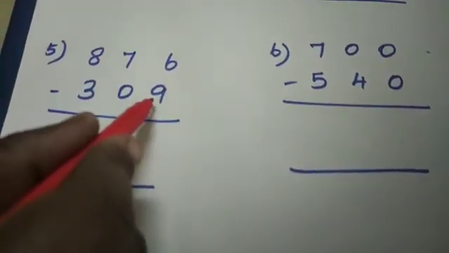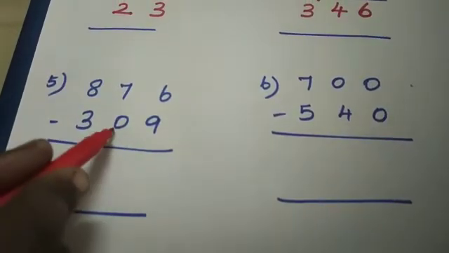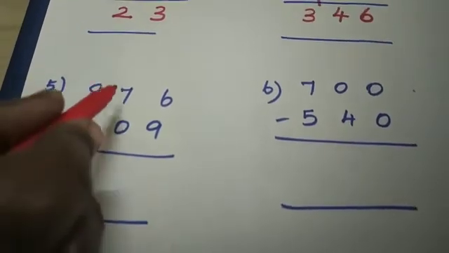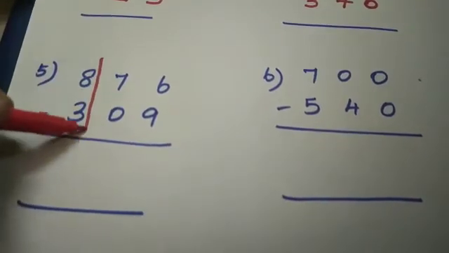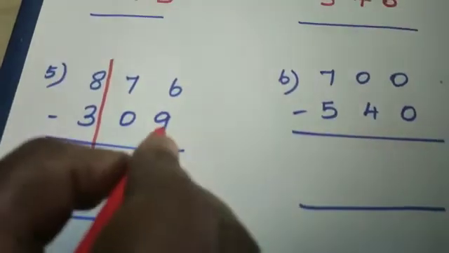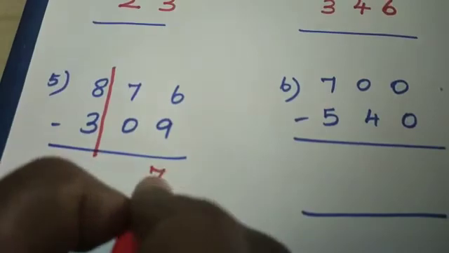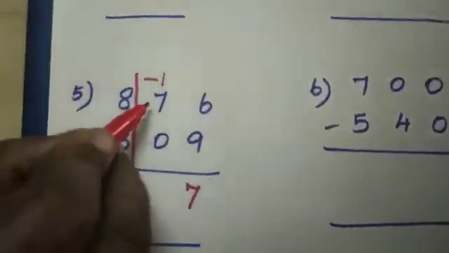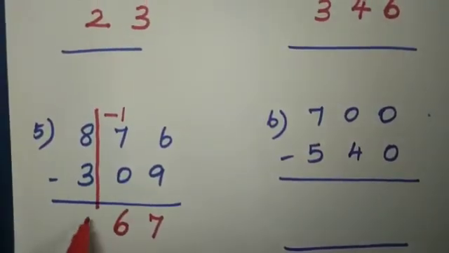Here, 10 complement of 9 is 1. 1 plus 6, it is 7. But when coming here, 9 complement of 0 is 9. And 9 plus 7, it is 16. So again a carryover. So I am splitting here. Now you have to consider these 2 numbers alone. Now 10 complement of 9 is 1. 1 plus 6 is 7. Here what we have to do? Reduce 1. If you reduce 1, you will get 6. 6 minus 0, 6. And here 8 minus 3, it is 5.